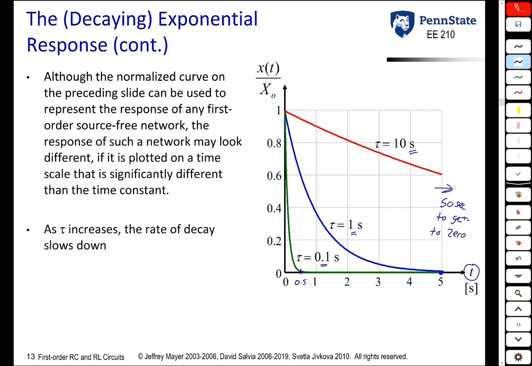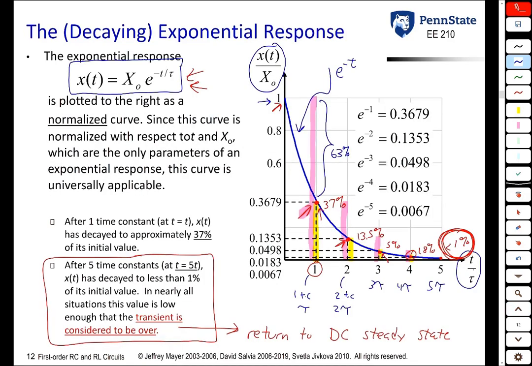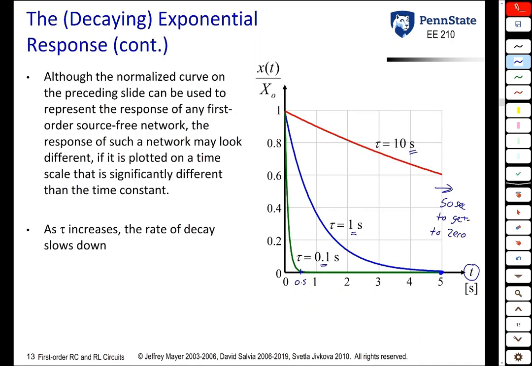So bottom line, if you're plotting the response on a normalized plot, which is what we did here, t over tau, it's always going to go to 0 at 5. If you plot it on a non-normalized plot, such as here, it could go to 0 at 0.5, or at 5, or at 50, which is a couple pages away from here. But this gives us some physical meaning to this number tau. Tau tells us how long it takes to slow down. The larger tau is, the slower the rate of decay. And remember, it takes 5 time constants to get to 0.